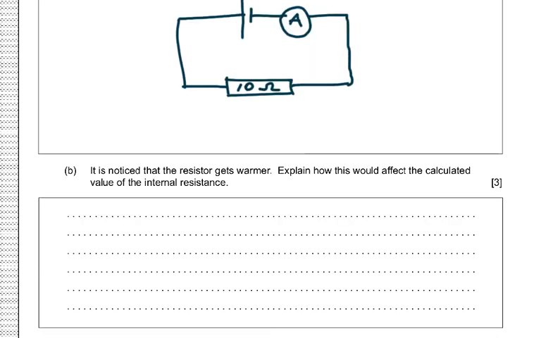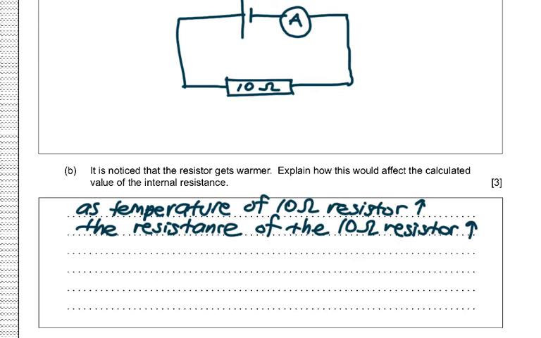It says that the resistor gets warmer, and how is that going to affect the calculated value of the internal resistance? Just be careful reading here. The resistor getting warmer isn't going to affect the actual internal resistance, but it will affect the calculation. It's going to introduce an error. So the 10 ohm resistor getting warmer will increase its own resistance. So that's the first point of 3. Temperature goes up, the resistance of the 10 ohm resistor goes up.